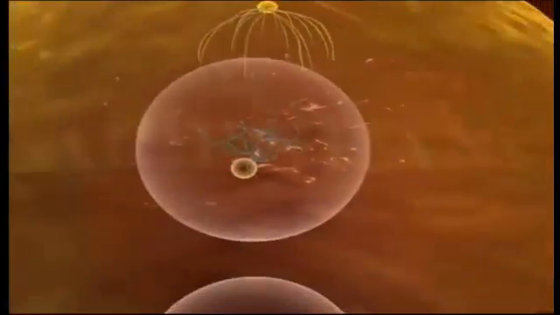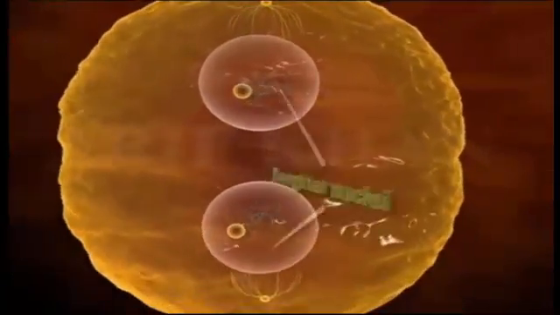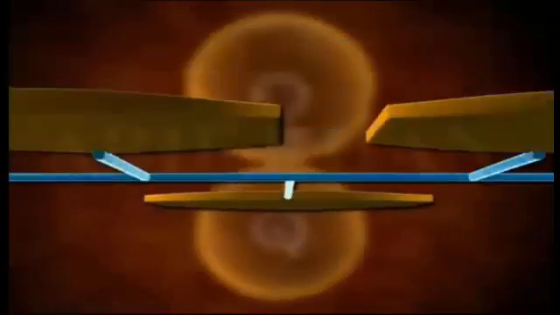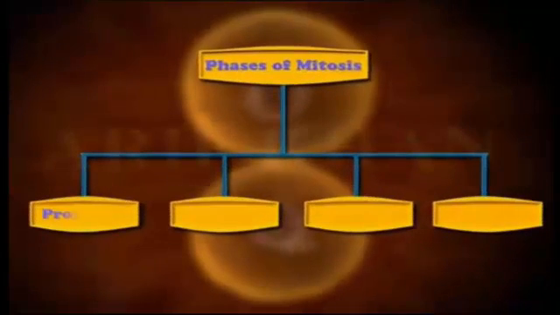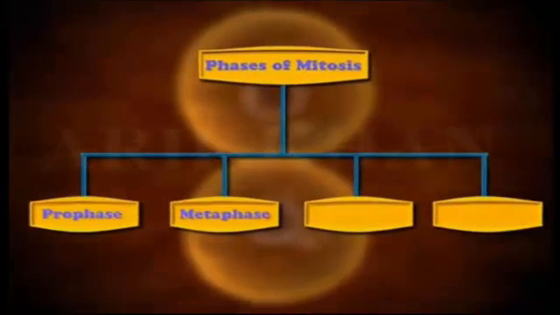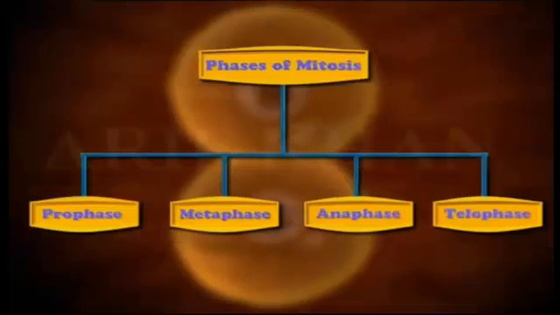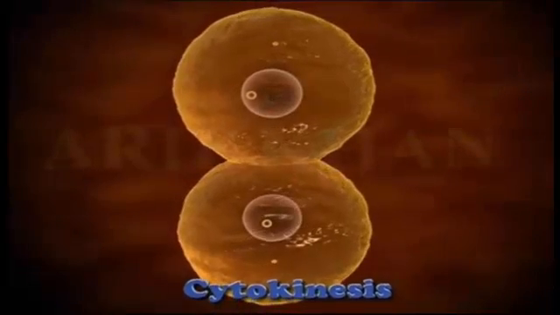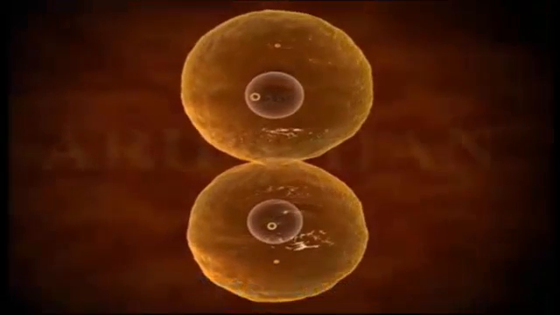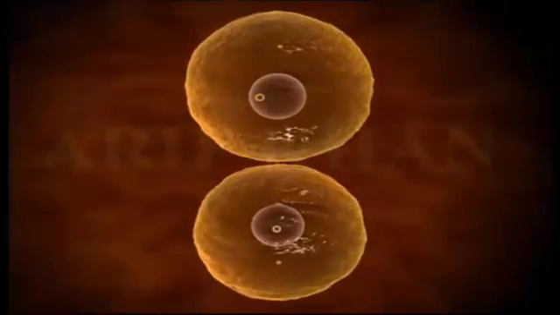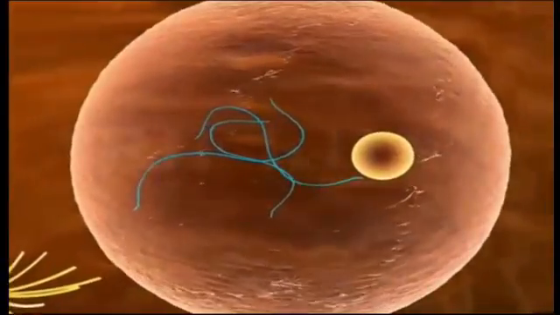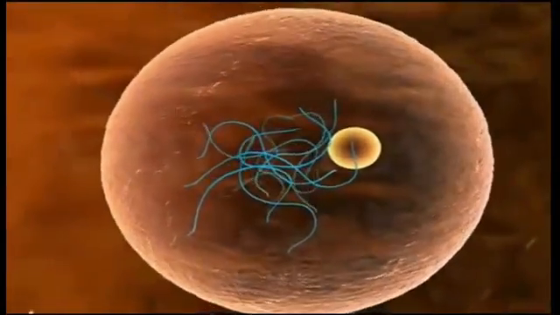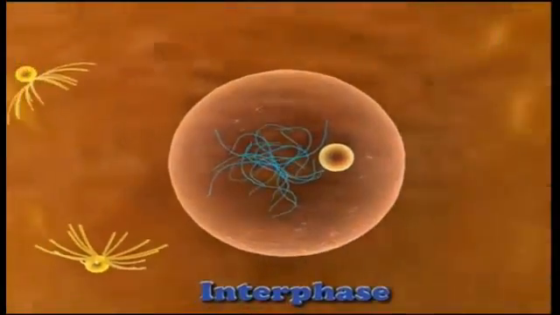Mitosis is the separation of nuclear chromosomes into two identical daughter nuclei. It is divided into four key phases: prophase, metaphase, anaphase, telophase, and cytokinesis, in which the cytoplasm divides into two. Before a cell enters mitosis, it undergoes a period of growth and rest. This period is called interphase. In interphase, the genetic material of the cell increases.